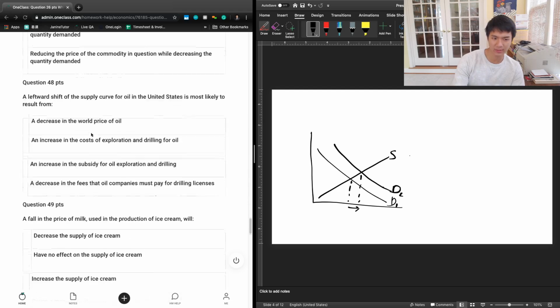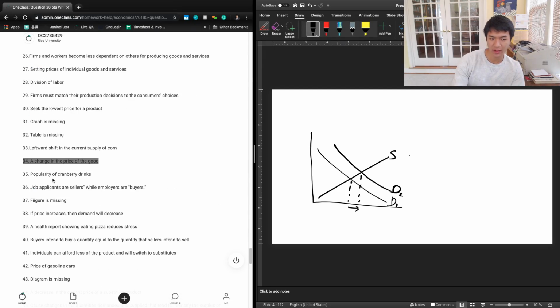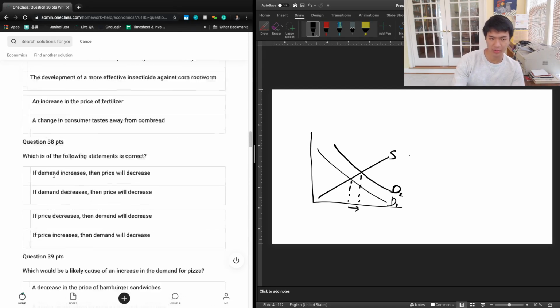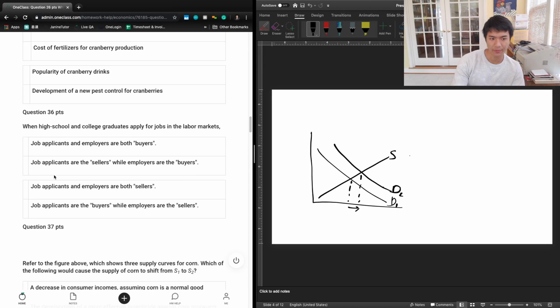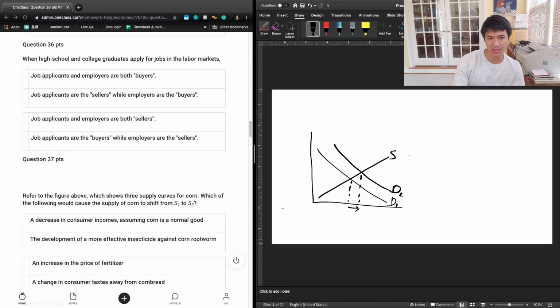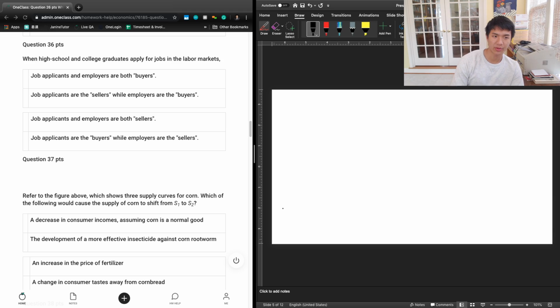And we can take a look at the previous tutor's answer as well. Question 35, popularity of cranberry drinks, which is great. We're agreed as well. So the next question, question number 36, says, when high school and college graduates apply for jobs in the labor markets, A, job applicants and employers are both buyers. B, job applicants are the sellers while employers are the buyers. C, job applicants and employers are both sellers. D, job applicants are the buyers while employers are the sellers.